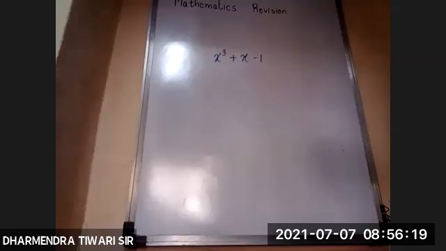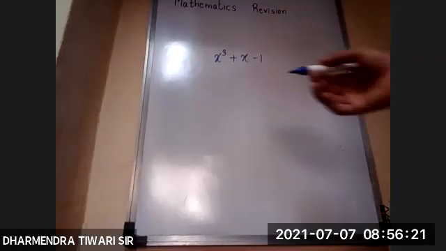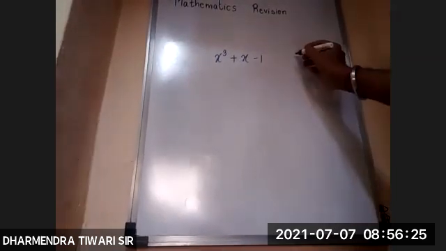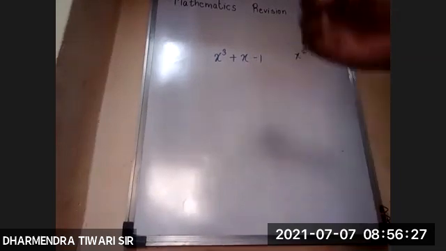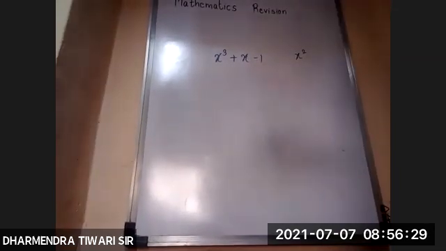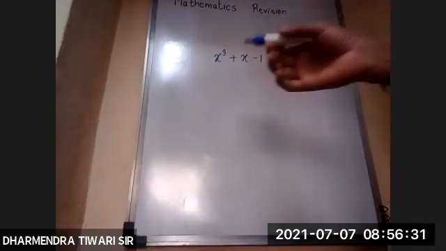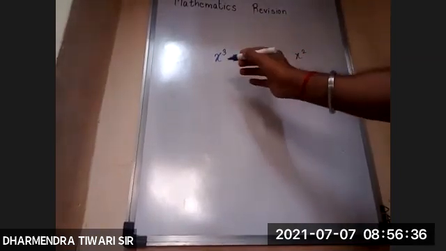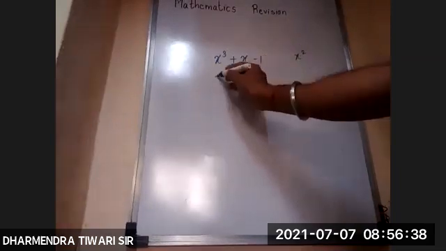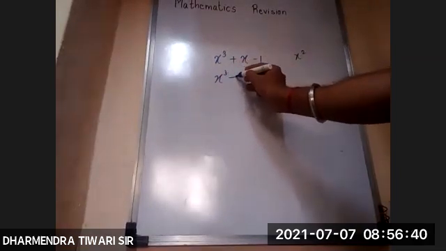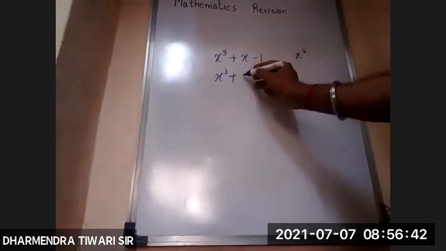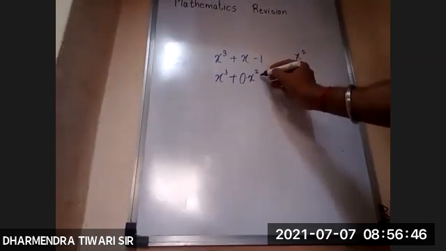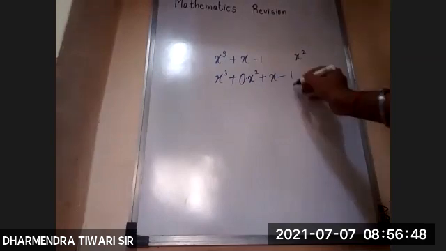The x form, but what we can see is that the term x square is absent. X square is not present here, or its coefficient is 0. So how to represent this with each and every index present? You can write this as x cube plus, as x square is not present, you can write it as 0 into x square, means the same, plus x minus 1.